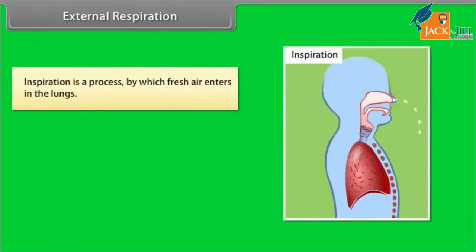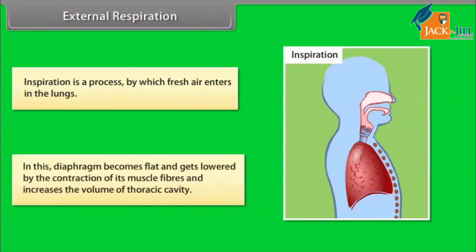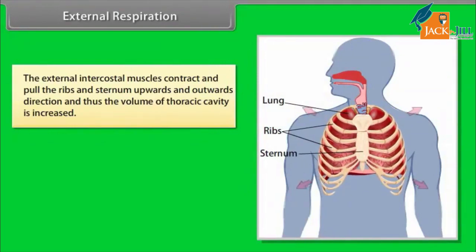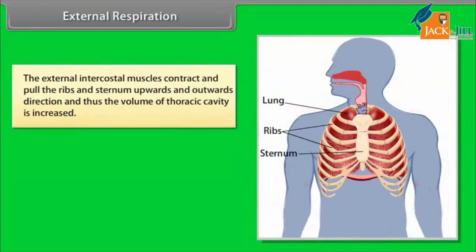Inspiration is a process by which fresh air enters the lungs. In this, the diaphragm becomes flat and gets lowered by the contraction of its muscle fibers and increases the volume of the thoracic cavity. The external intercostal muscles contract and pull the ribs and sternum upwards and outwards, and thus the volume of the thoracic cavity is increased.